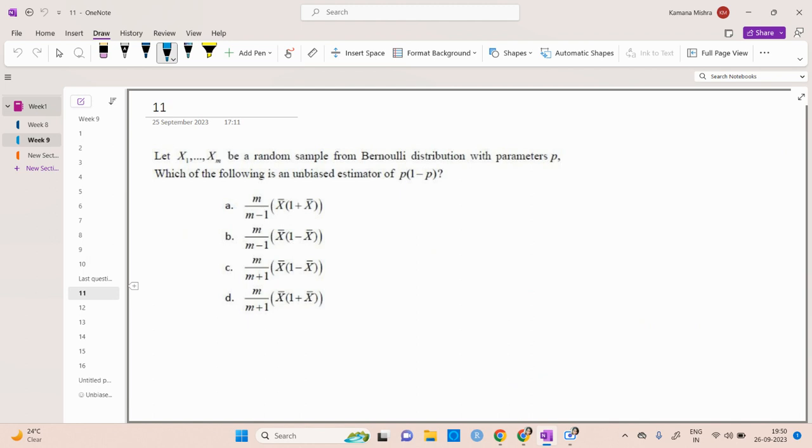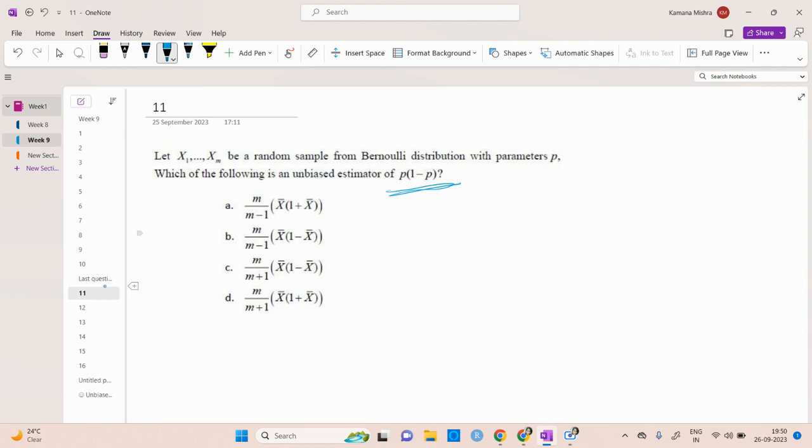Now the next question is that we have a Bernoulli distribution, and we want to find the unbiased estimator of p times 1 minus p. You need to understand that p times 1 minus p is the variance of the Bernoulli distribution. So basically, we want to find the unbiased estimator of the variance of xi. The variance of xi is equal to p(1 minus p).